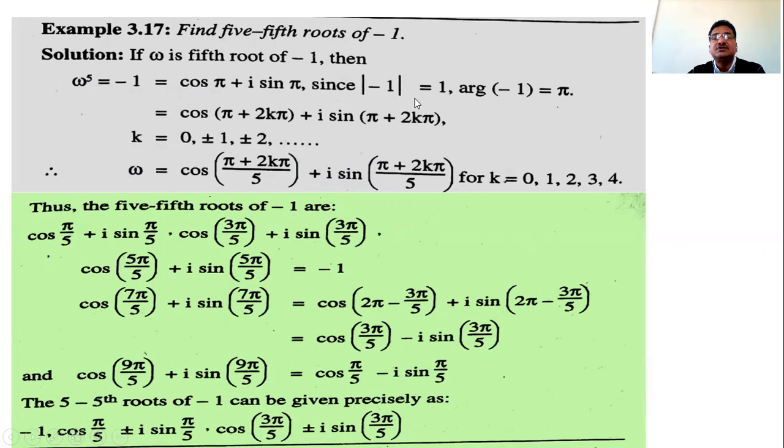And this bracket raised to 1 by 5 is what? By using De Moivre's theorem, 1 by 5 into this. Because what is De Moivre's theorem? Cos theta plus i sin theta raised to n is cos n theta plus i sin n theta, that is, multiplied by n. So w is this bracket raised to 1 by 5, and by De Moivre's theorem, it is 1 by 5 into this. That is cos of pi plus 2k pi by 5, and 1 by 5 into this means pi plus 2k pi by 5. This is by using De Moivre's theorem.